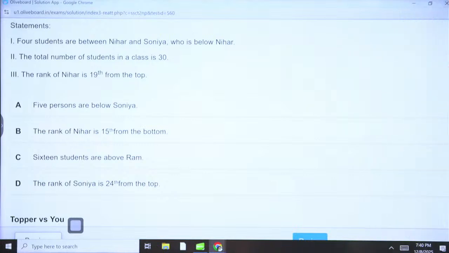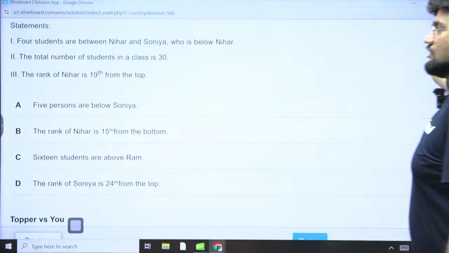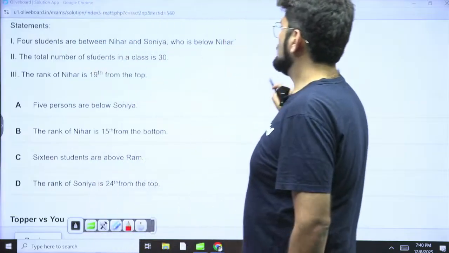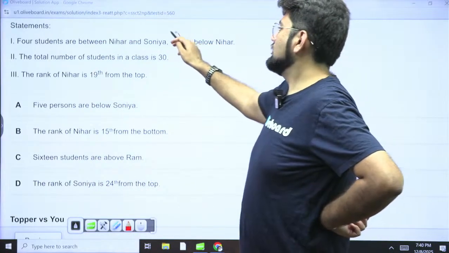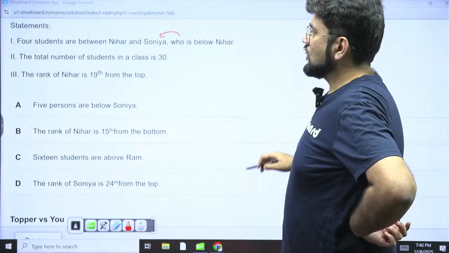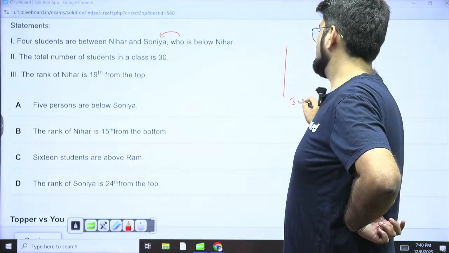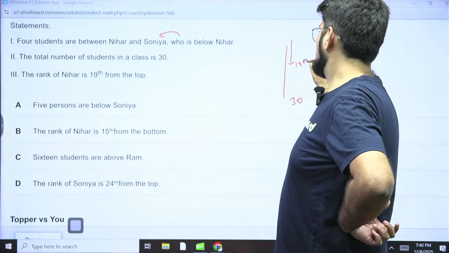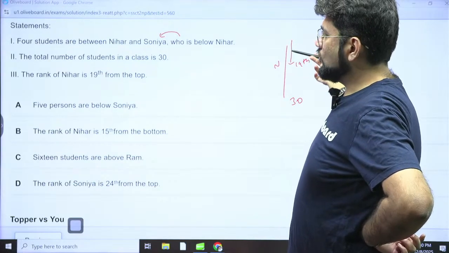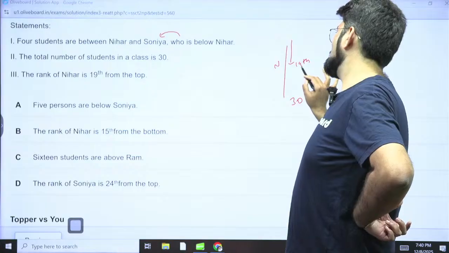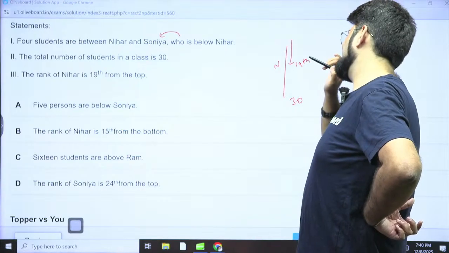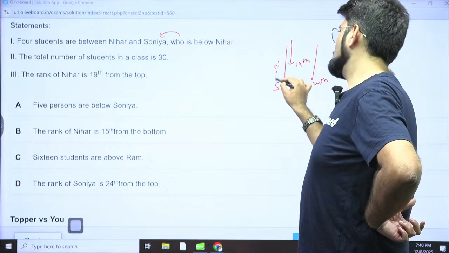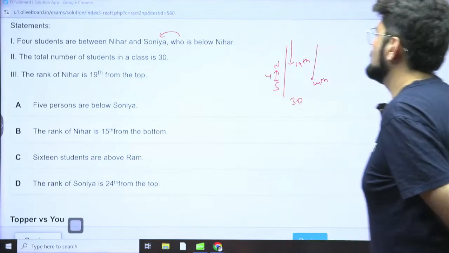Four students are between Nihar and Sonia. Who is below Nihar? Okay. Sonia is below Nihar. So the total number of students in the class is 30. Nihar is 19th from the top. And Sonia, 4 students are between Nihar and Sonia. So if the 5th position after the 19th, the 24th is Sonia. There are 4 people in between, correct? This is the data we know.